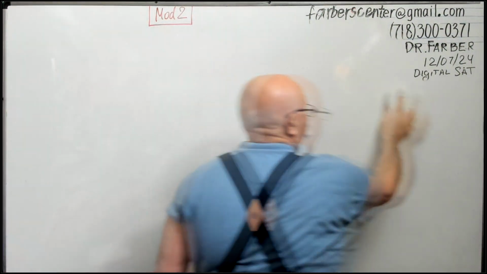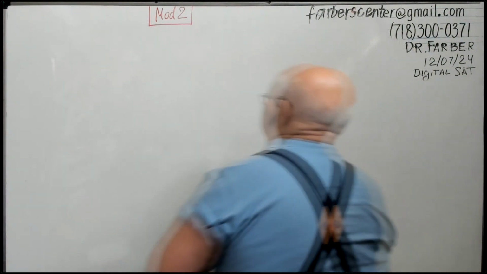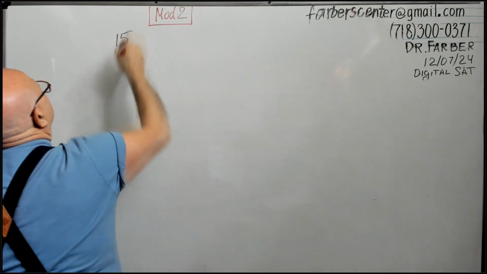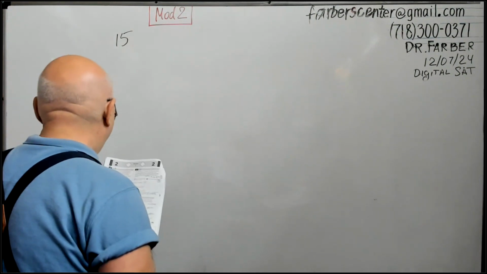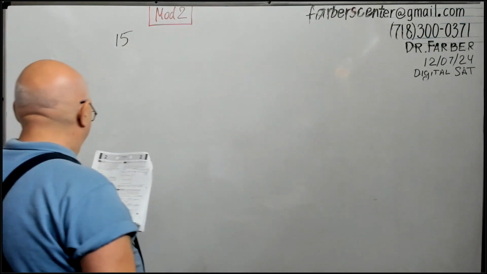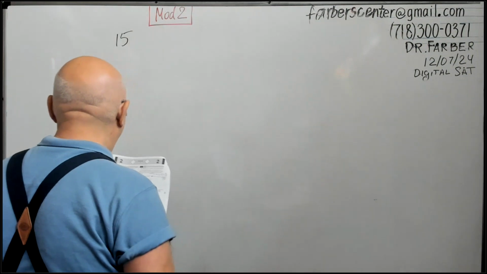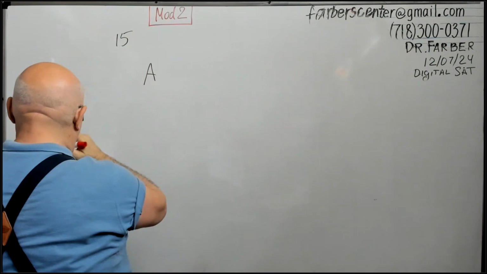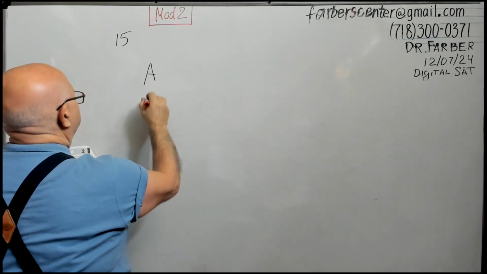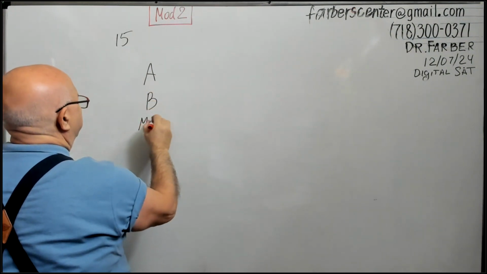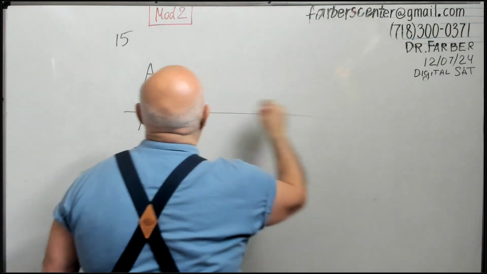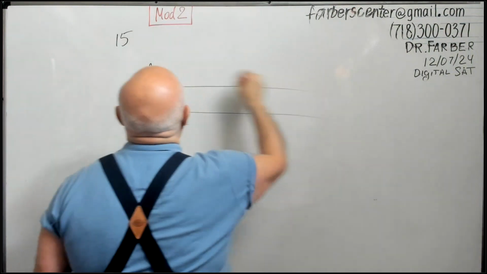We have millions of these problems, all of them the same way. The best way is to create a matrix. Read this: a technician mixes solution A and solution B to make a mixture. Okay, create the table for the matrix.